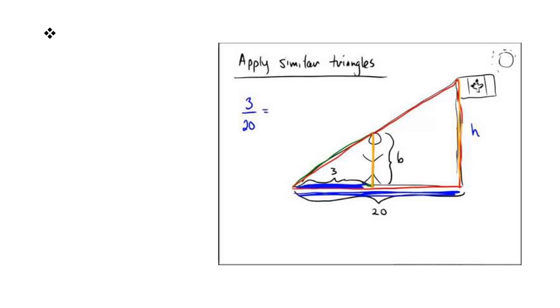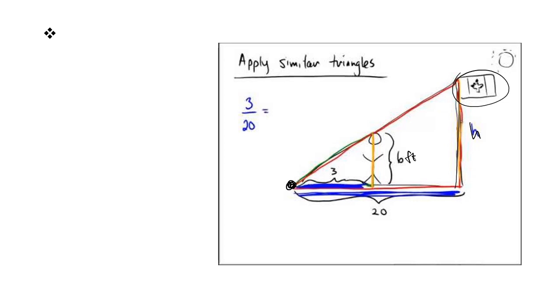The setup of the problem is that we've got this fixed point here, and we've got a person who we know is 6 feet tall. We're in Canada apparently, but I'm going to guess this person is not 6 meters tall. So we have this person here that's 6 feet tall, and then we've got a flagpole over here with some height h. We don't know what this height is. We do know that the person is 3 feet from this fixed point, and we do know that the flagpole is 20 feet from the fixed point.